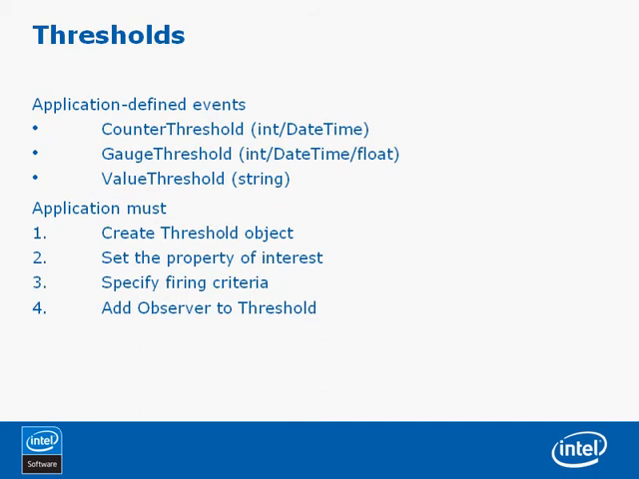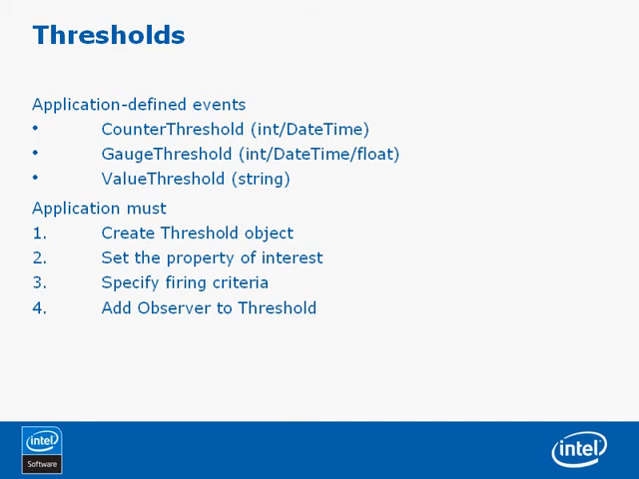Thresholds are application-defined events to indicate that a defined transition has occurred. They do not work with static properties. Three types of thresholds are available. The counter threshold type can be used with integer and datetime properties. Gauge threshold works with integer, datetime, and float properties. Value threshold works with string properties.